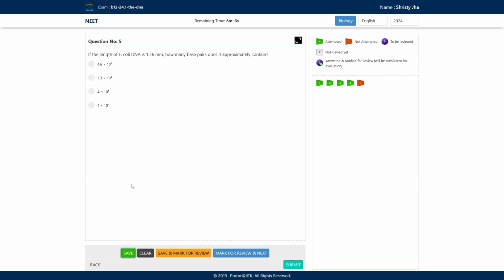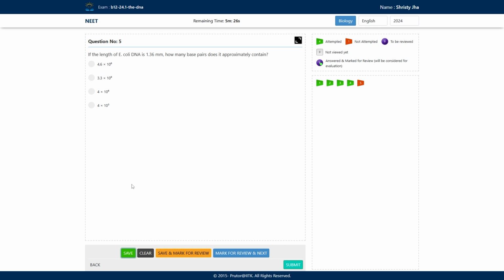Now, as I said, the length will be equal to the number of base pairs into the distance between base pairs. And what we have studied, and even in the previous question it has been asked, is the distance between two consecutive base pairs. That is 0.34 nanometer. If you convert 0.34 nanometer into meter, it will be 0.34 into 10 to the power minus 9 meter. Now what you will do? Length divided by distance between base pairs will give you the number of base pairs.